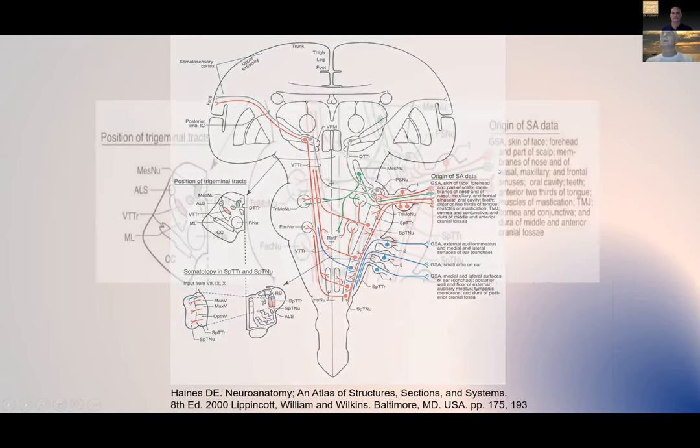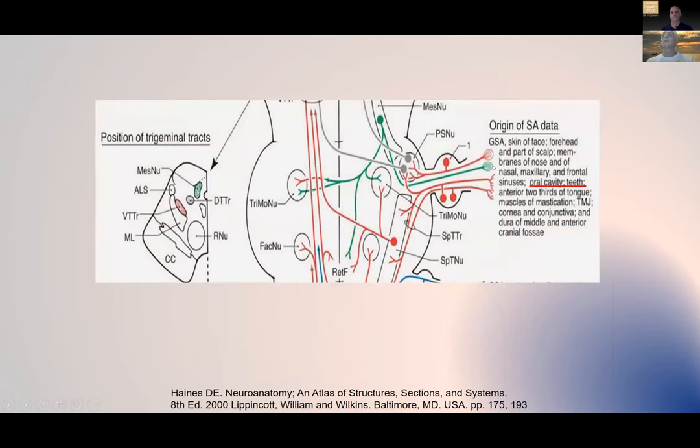So let's look at that up close. This is from the molar pulps and the premolar pulps and PDLs. We have this pathway that goes into the mesencephalic nucleus and passes through the mesencephalic nucleus. It doesn't synapse there. It travels on to the trigeminal motor nucleus bilaterally, but also to the center of the brain, the reticular formation. This is a huge area in the brain.